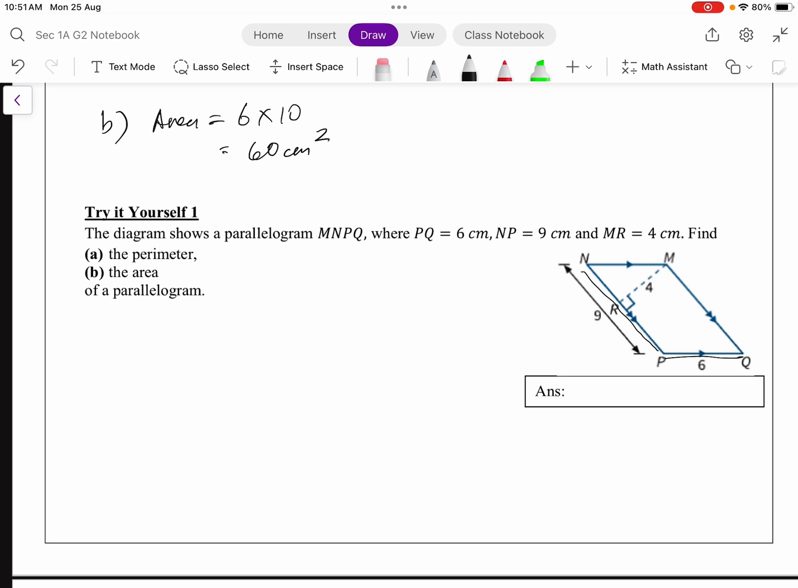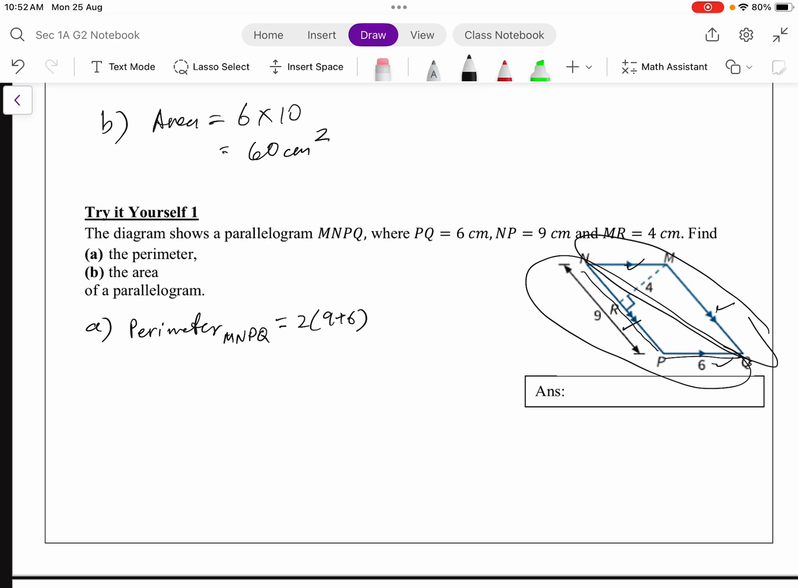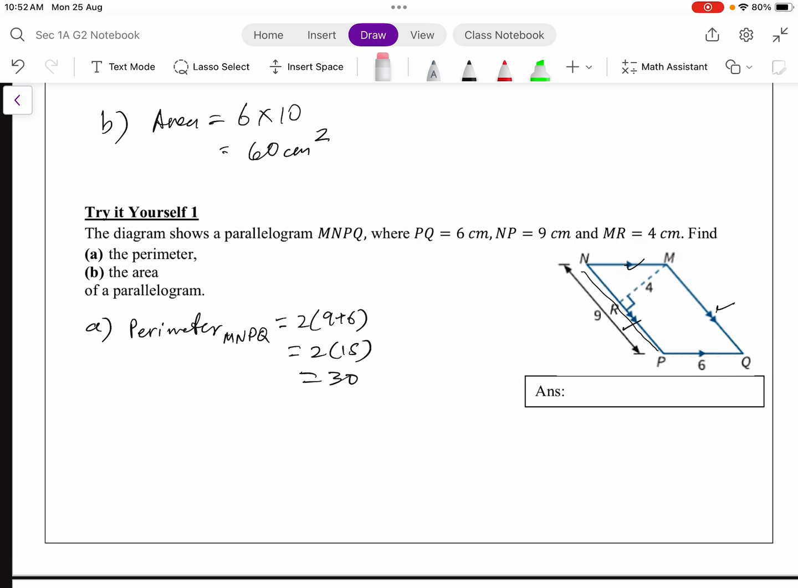9 is not. Okay, so your perimeter. You can write M, N, P, Q. So you know you have both sides, right? So you have 9 here, 9 here, 6 here, 6 here. So it's 2 bracket 9 plus 6, because if I were to combine this together, I just need 2 sets of these two sides. 9 plus 6 times 2. So I shall get 2 times 15, I'll get 30. So very simple, perimeter, just the total length of all the 4 sides.